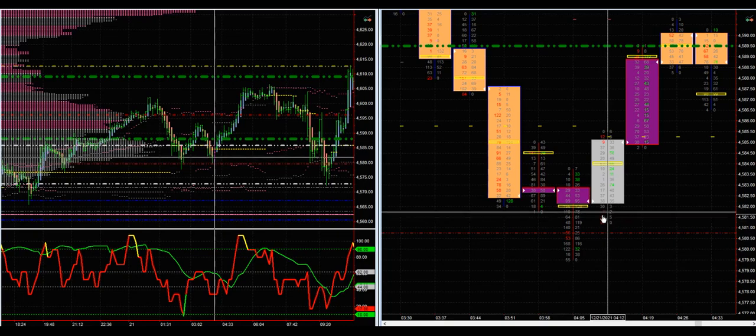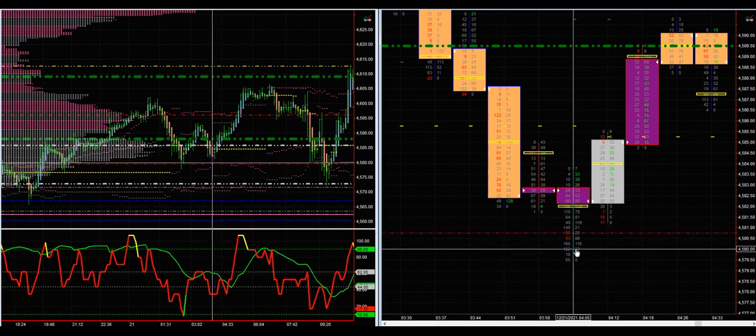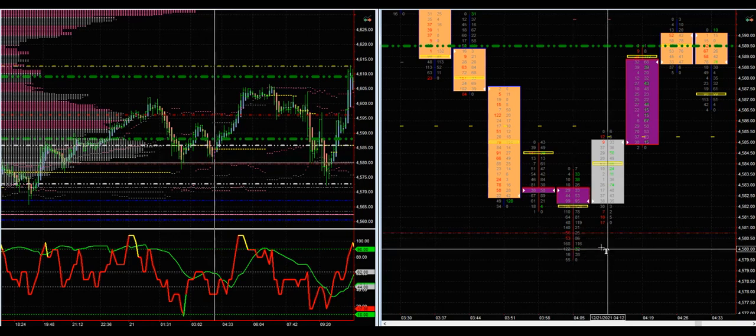Same thing here. 7, 10, 17. Some sellers are caught here. Okay. So this line was there, and these are the 2 reference stop losses. The closer you get to it, fine.